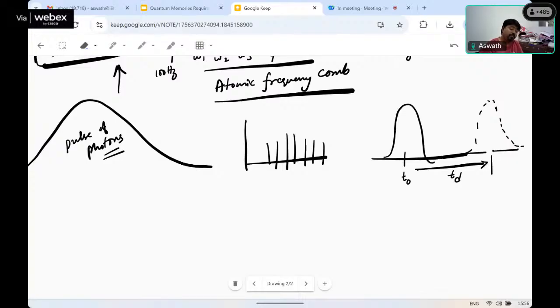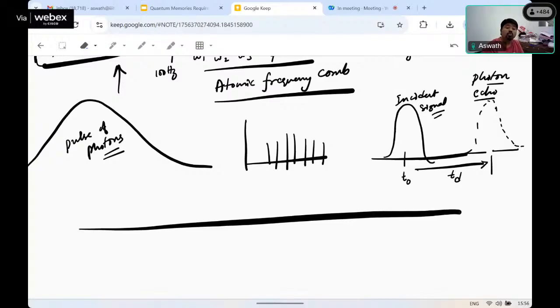Because of this frequency comb, this emission is also called a photon echo. So this is the incident signal and the echo signal. There is a time delay. That time delay could be used to create a memory. Within that time delay, you can do lots of quantum computation. So that is how atomic frequency combs are used to create quantum memory.